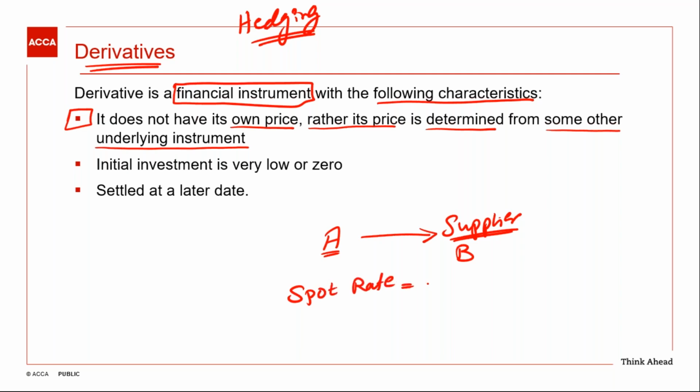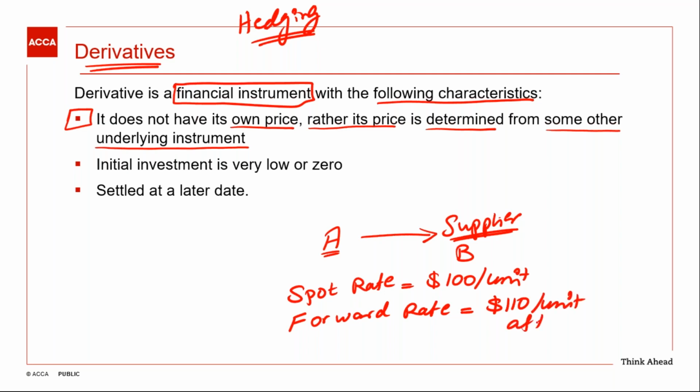look, I am currently buying the laptops at, let's suppose, $100 per unit from you. I want to sign a forward contract that I'm going to buy these laptops from you at $110 per unit after 2 months. So it's a 2 months forward contract where we have locked a price of 110.